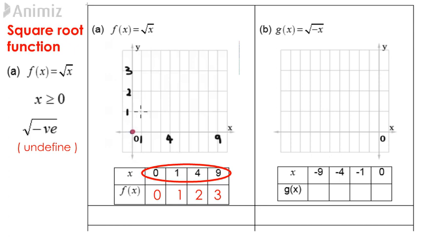0, 0, 1, 1, 4, 2, and 9, 3. We draw a smooth curve to connect all these points.